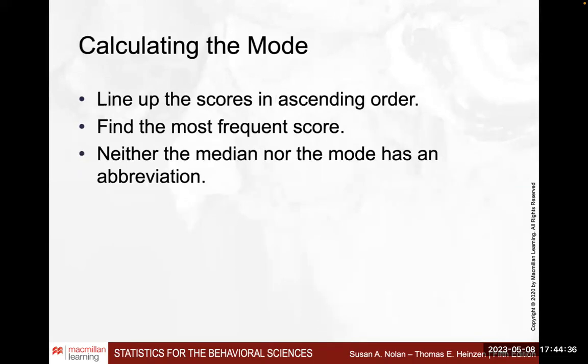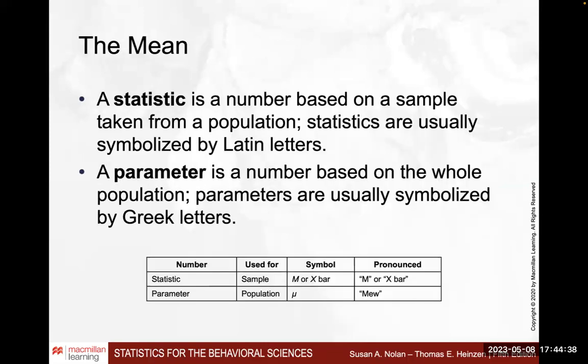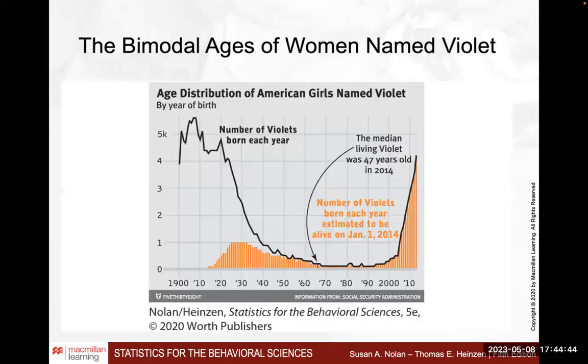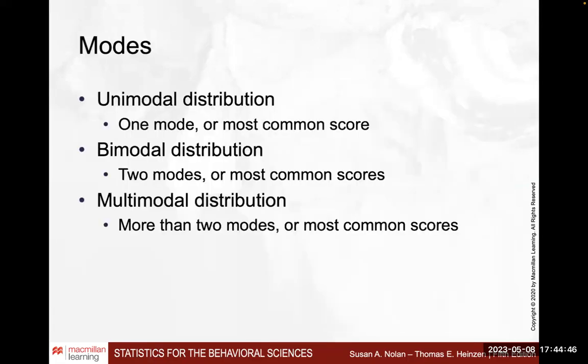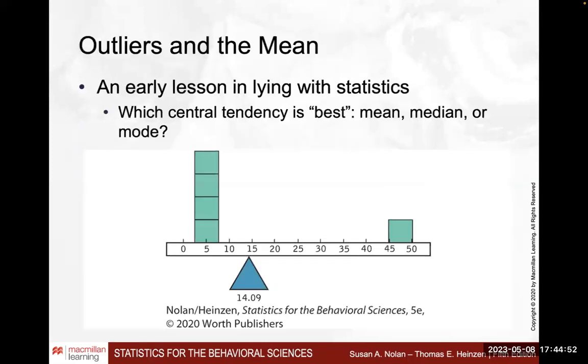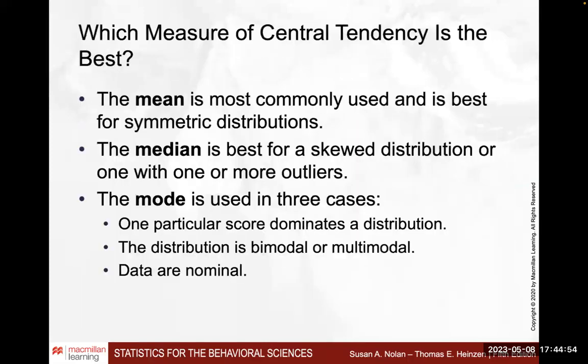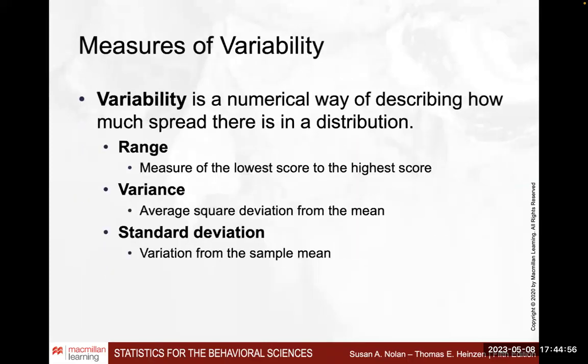So we talked about all of this. We talked about this before. Greek notation indicates population. M or X bar indicates statistic. The different modal distributions, you have unimodal, bimodal, or multimodal. Yeah, we talked about all of this. You have range, variance, and standard deviation.